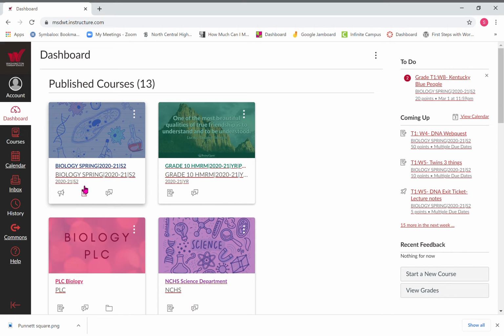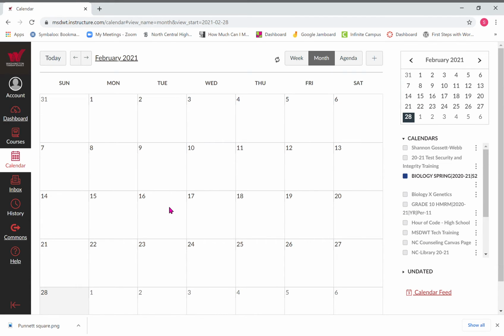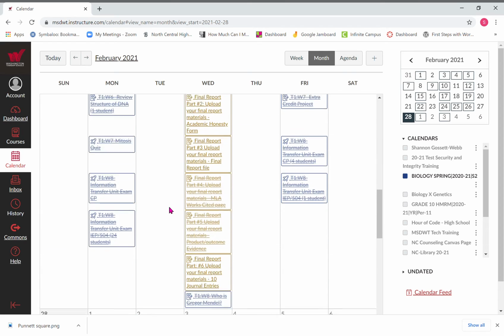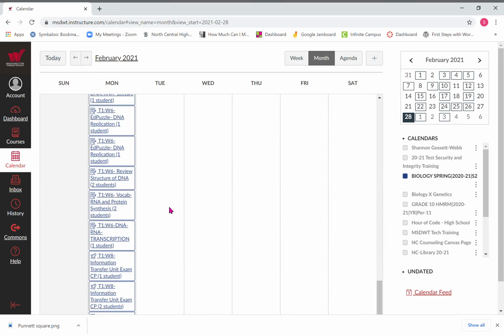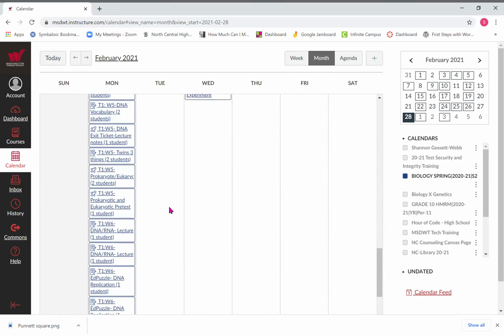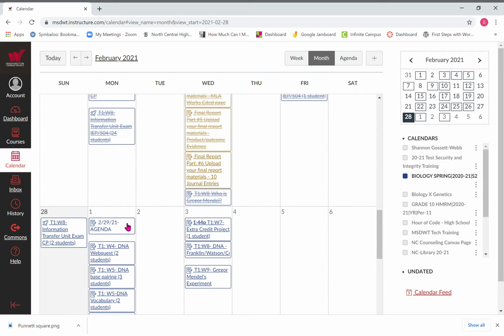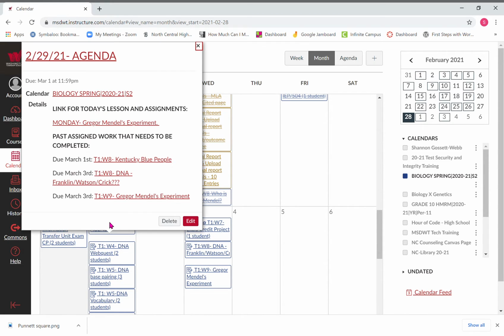You can either get to the current lessons by going through the dashboard or through the calendar. I do think the calendar is easier. You're going to go to March 1st, which is what I will do, and you will find the calendar there. You're going to click on that. You're going to see that it's today. You're going to click on the link right here for today's lessons.